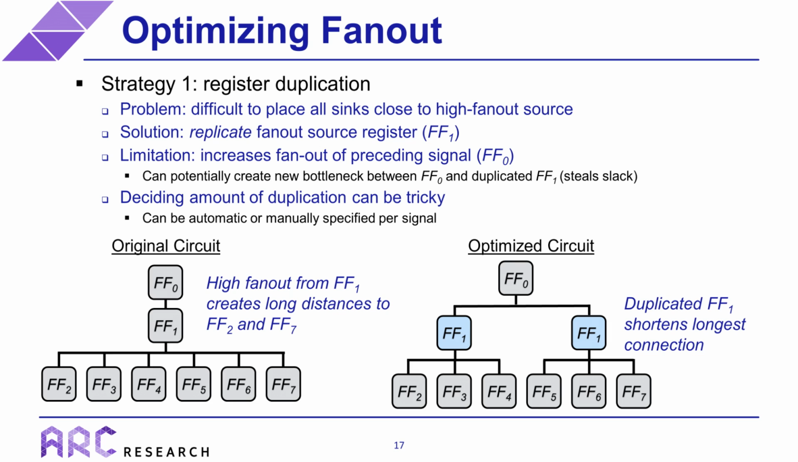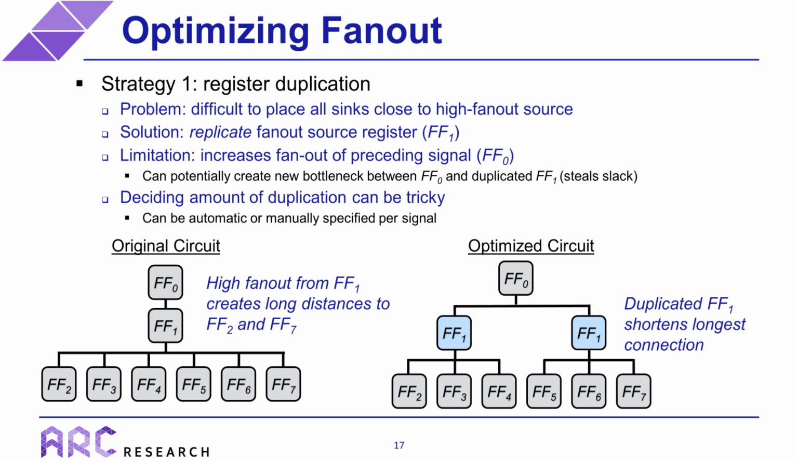One solution to this problem is to replicate the fan-out source register, which in this case is flip-flop 1. The right figure shows this replication where there are now 2 copies of flip-flop 1, each having a reduced fan-out of 3 instead of 6, which allows for closer placement of some of the sinks. This improvement unfortunately doesn't come for free. In this example, we obviously pay a price of 1 additional flip-flop, but that's not the only cost.